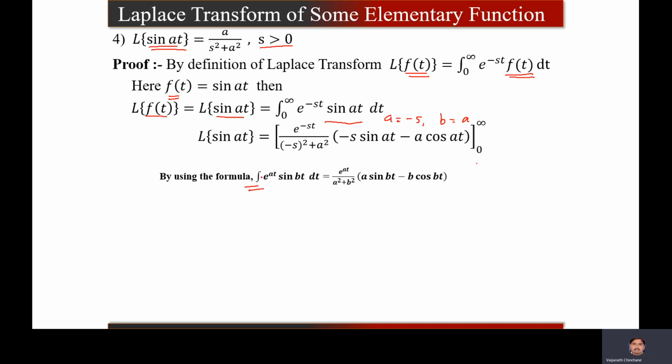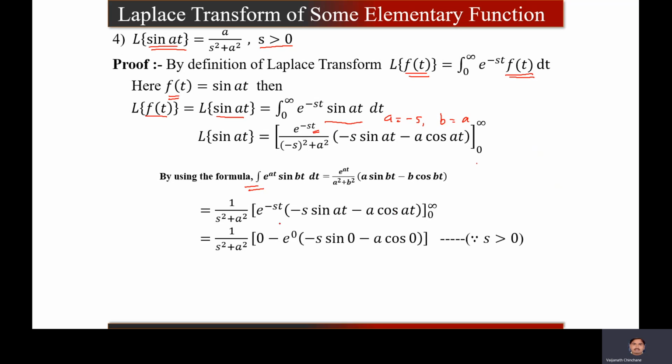So e raised to minus st with t replaced by infinity. So e raised to minus infinity, right? It will be 0. 0 upon something is 0, and this 0 into the whole term is again 0. It means when we put the upper limit, we get 0. So before it, what do we do here? Firstly we take this common, and after that for this remaining term, we put upper limit 0 minus lower limit t equal to 0.